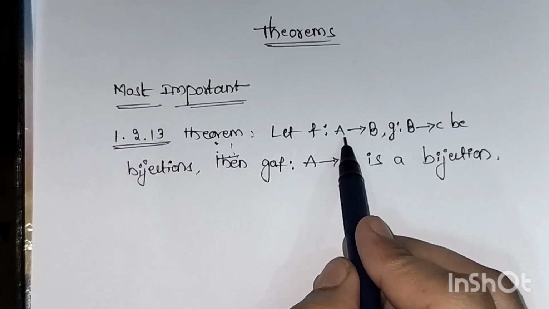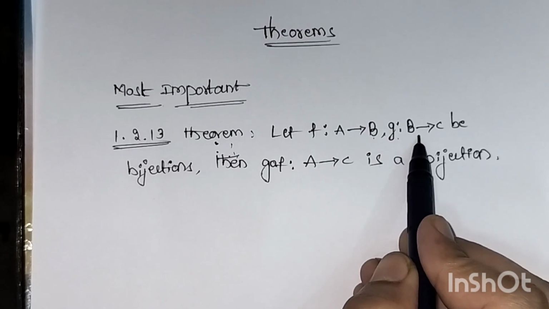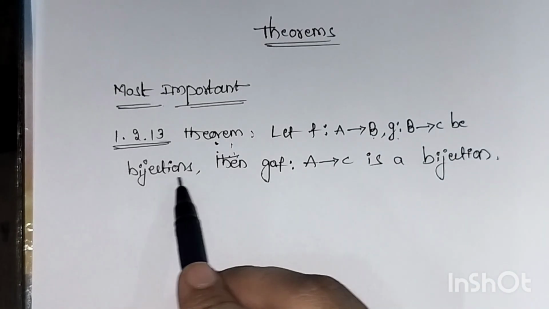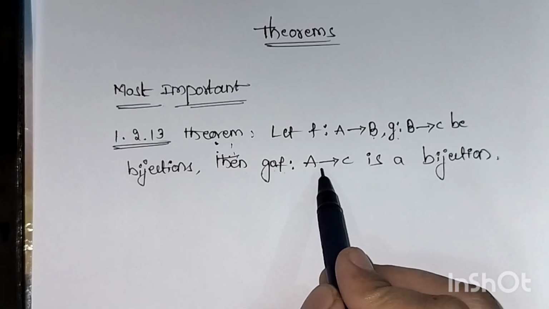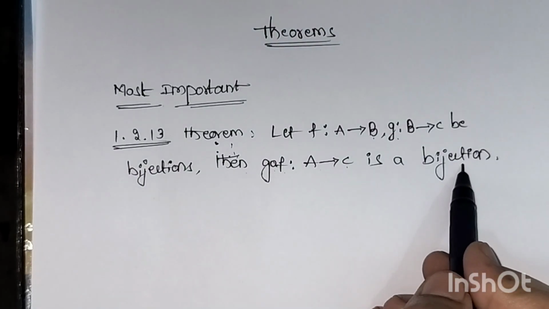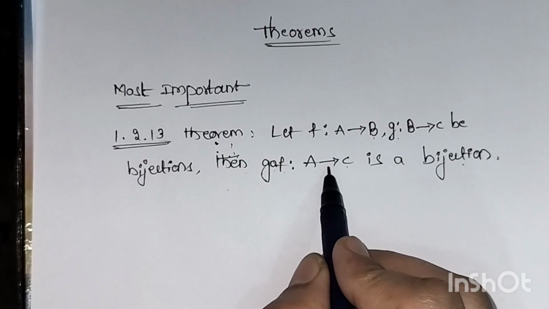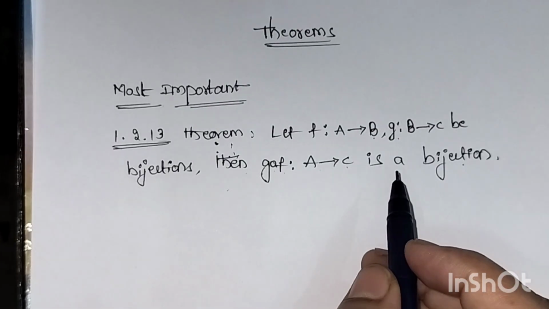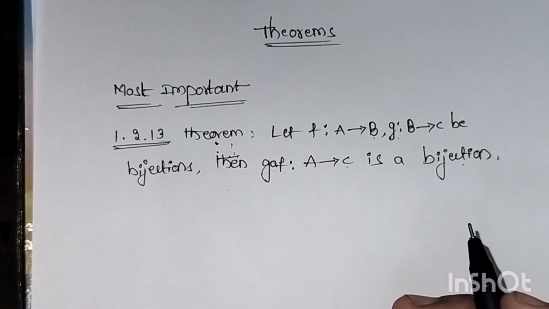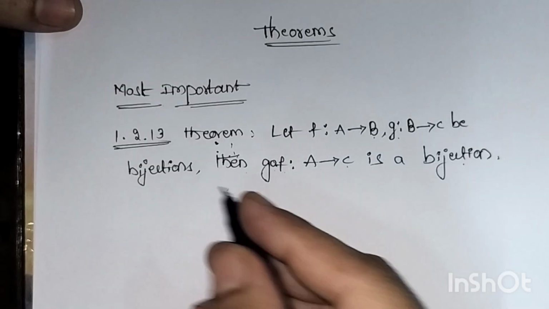Let f maps A to B, g maps B to C be bijections. Then g circle f maps A to C is a bijection. We have to prove g circle f maps A to C is a bijection. Bijection means it satisfies injection and surjection. Proof.